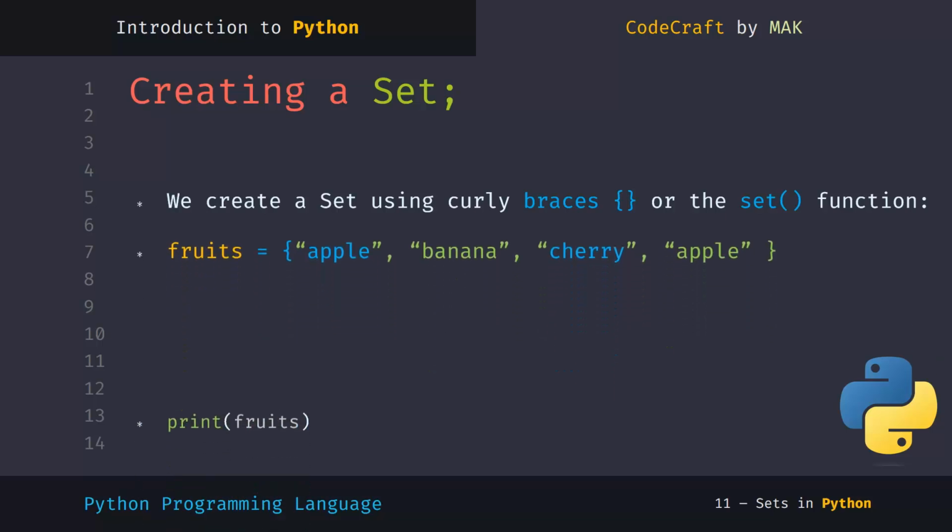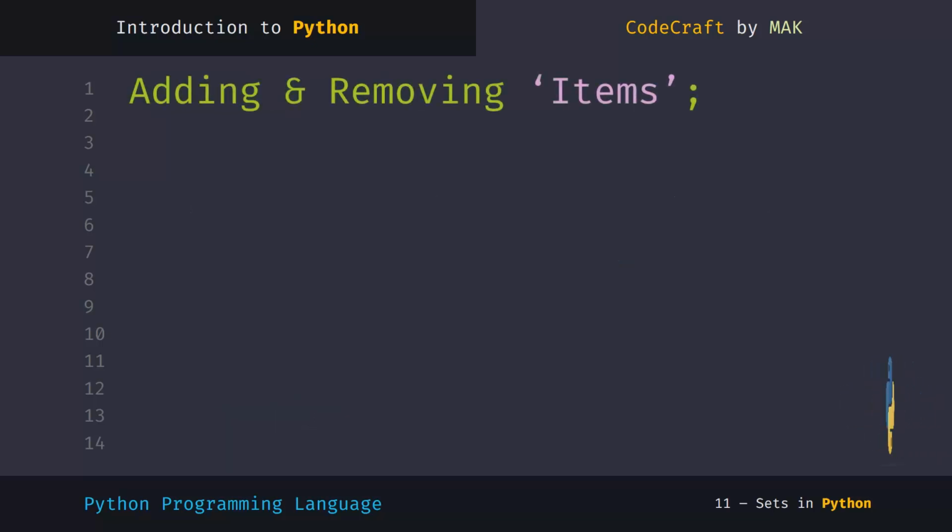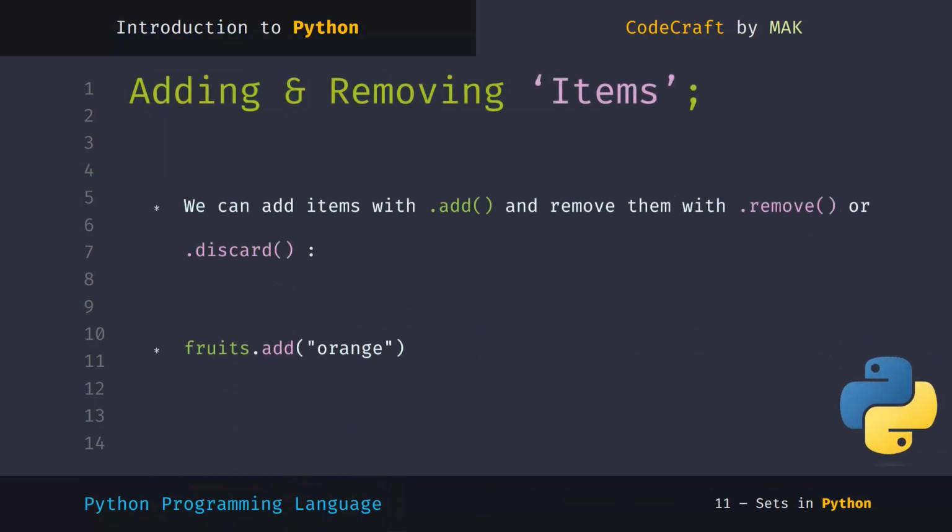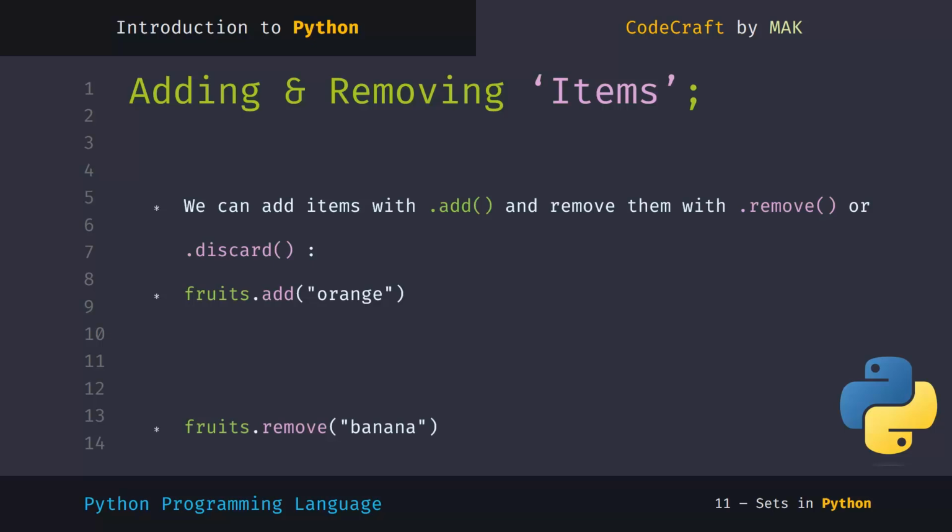For example, fruits is equal to apple, banana, cherry, apple. When we use print function on fruits, you will notice how apple appears only once in the output even though we typed it twice. We can add items with .add function and remove them with .remove or .discard function. For example, fruits.add orange and fruits.remove banana.